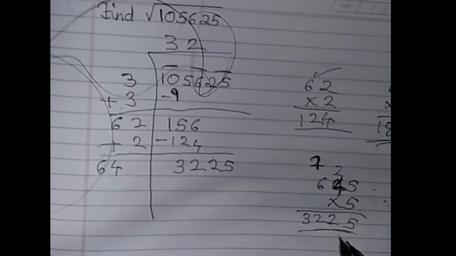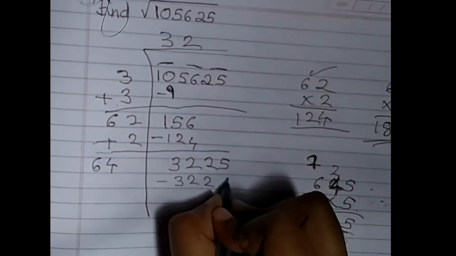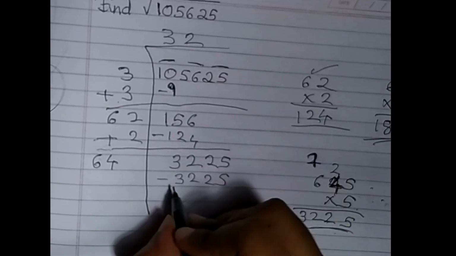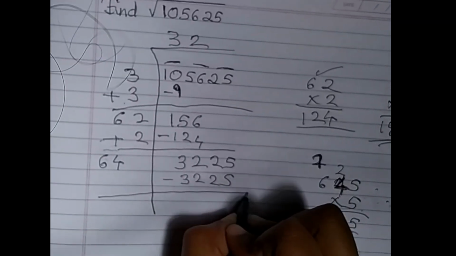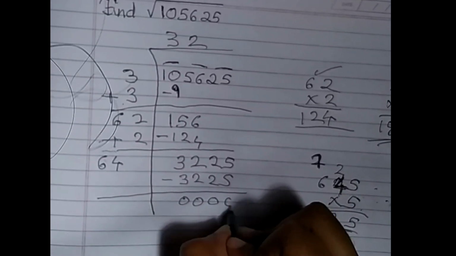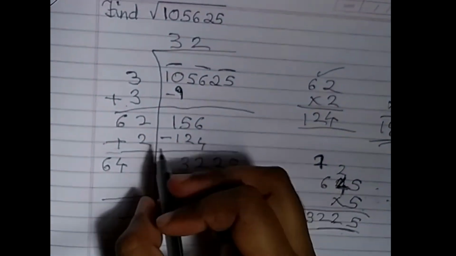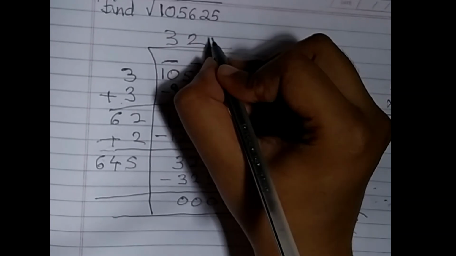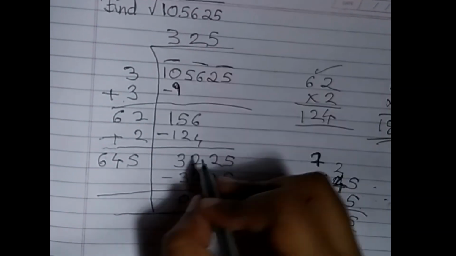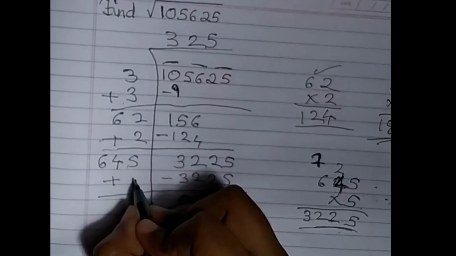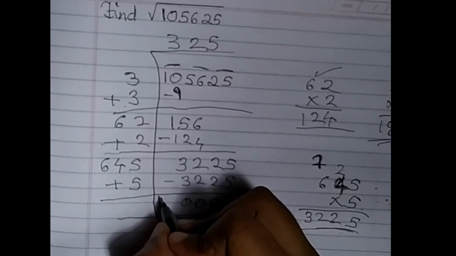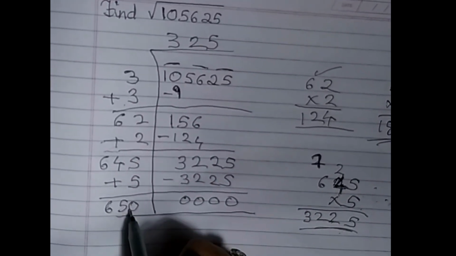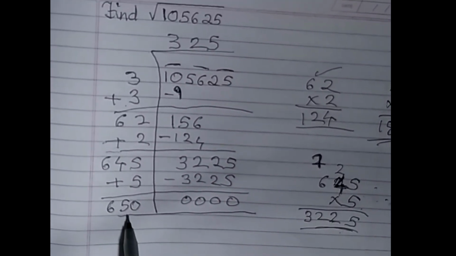So we got the answer here. The answer will be 645 into 5, right? Now here we will add 5. So here the answer will be 650.